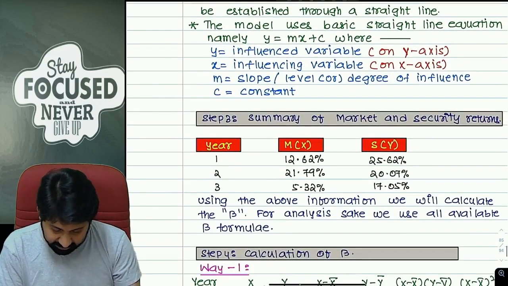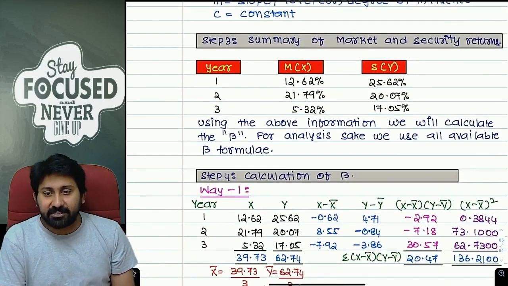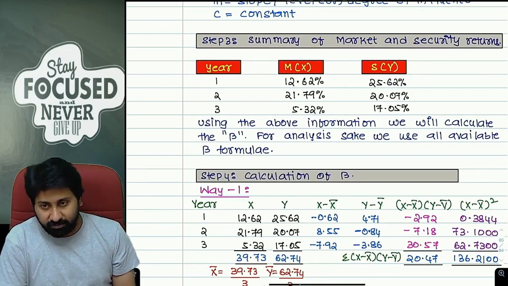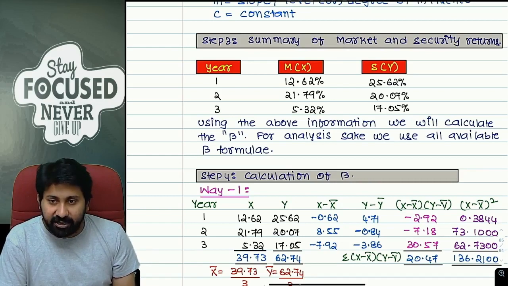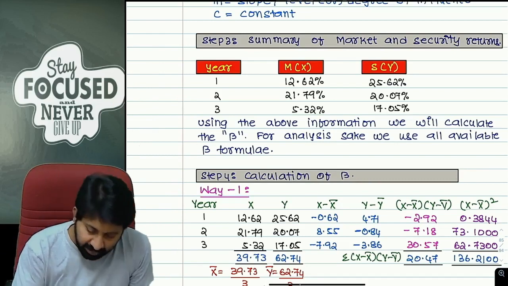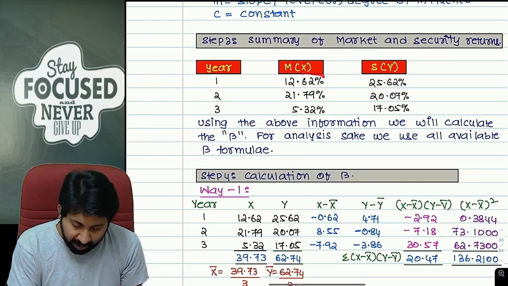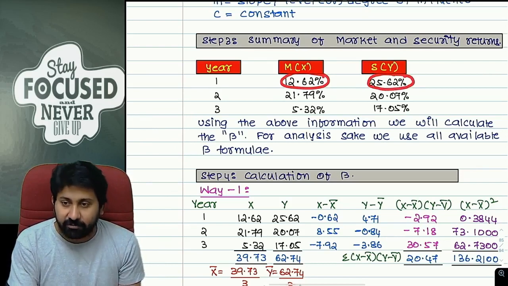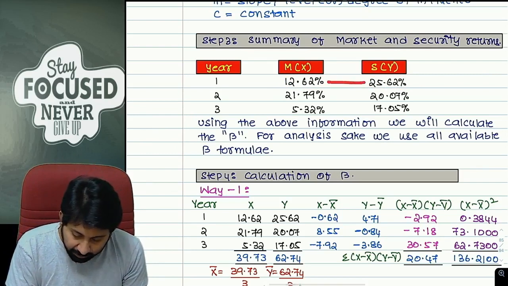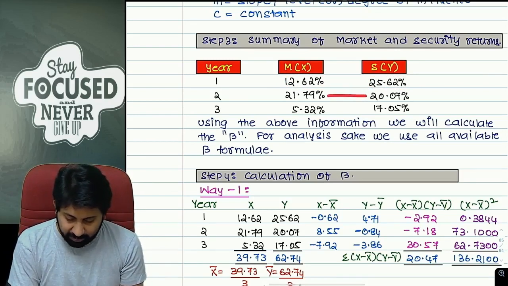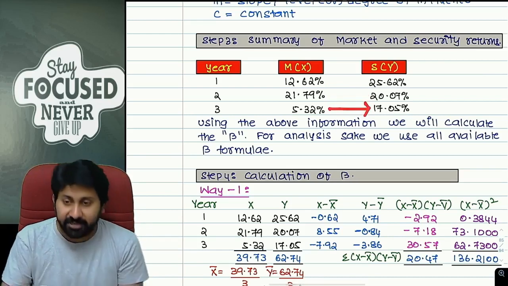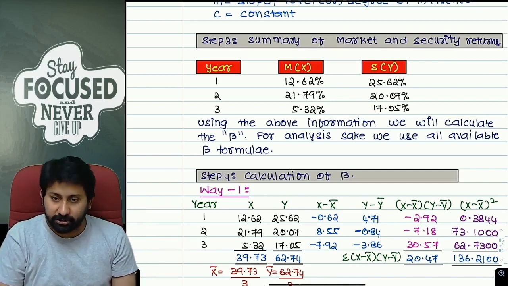Next, summary of market and security return for years 1, 2 and 3. Market is on the x-axis, security on the y-axis. The information we gathered earlier, I have summed up here. In year 1, market has given 12.62 and security has given 25.62. Like that, for all 3 years, 3 different returns are there. When market is at 12.62, you are at 25.62. When market is at 21.79, you are at 20.07. When market is at 5.32, you are at 17.05.